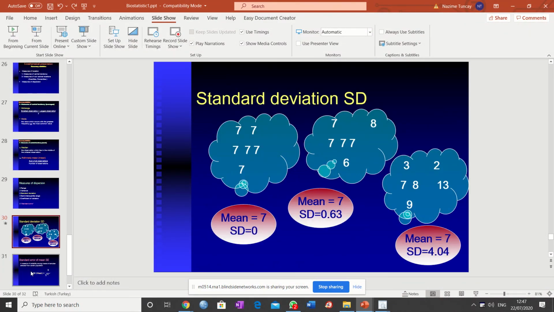So let us say that we have 3 different groups here. In the first group we have 7, 7, 7, 7, 7, 7. What is the mode here? The mode is the repeated one. The mode is 7. In the next group, which one is more repeated? The mode is 7 again. We don't have repeated 8 and 6.